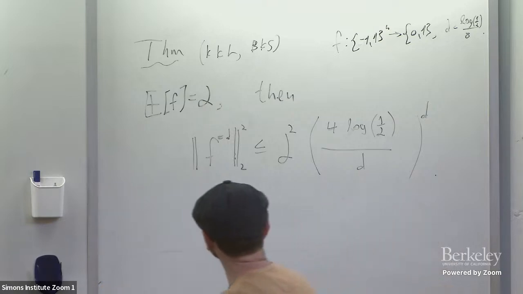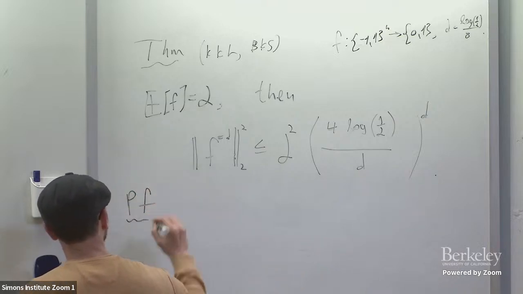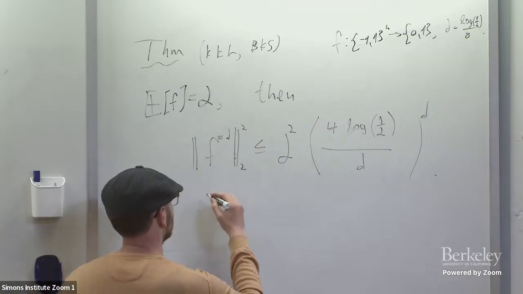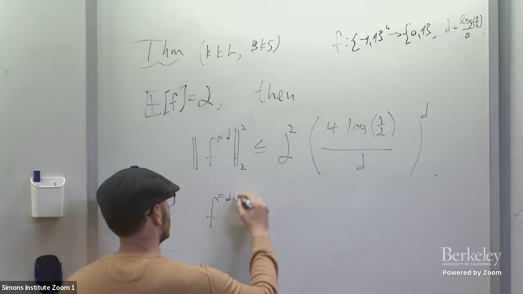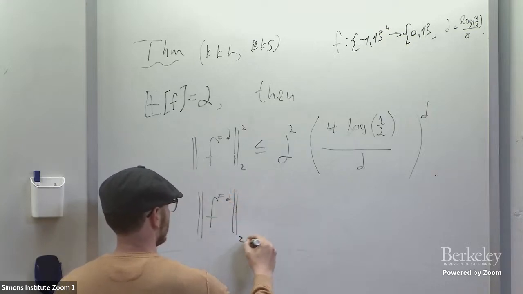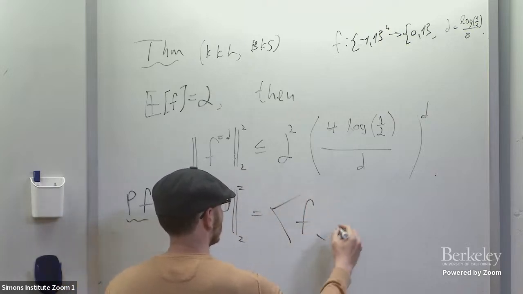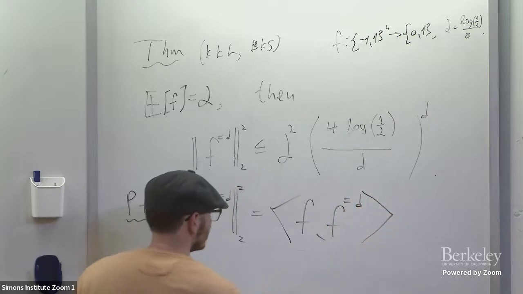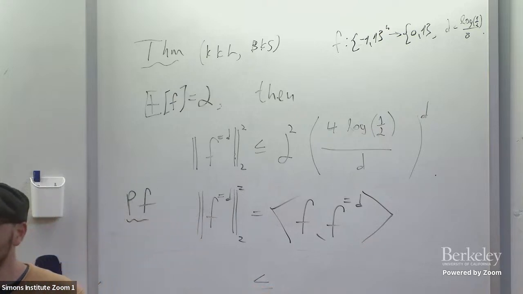Okay, so let's move on. The idea is to take this 2 norm squared. This is the inner product of f equal to d with itself. Does anyone have an idea what we should do now?